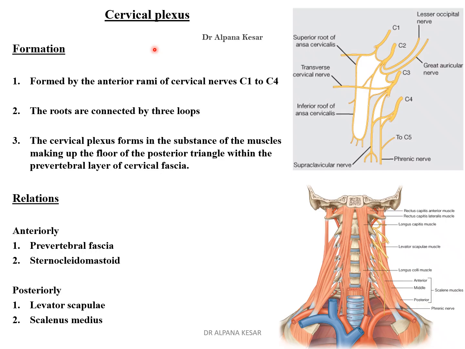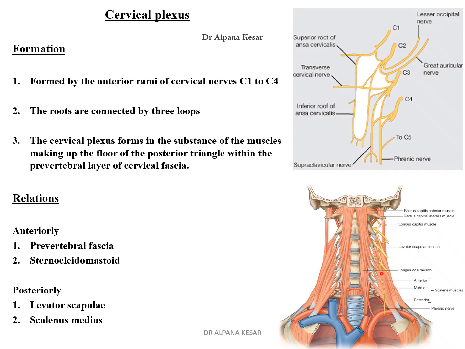Cervical plexus. Cervical plexus is a network of nerves that is present in the neck. It is formed by the anterior rami of the first, second, third, and fourth cervical spinal nerves. These four nerves are connected to each other with the help of three loops.